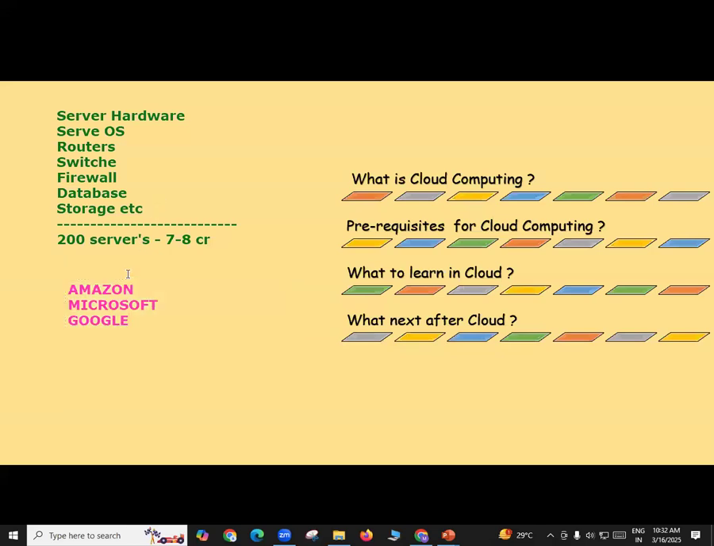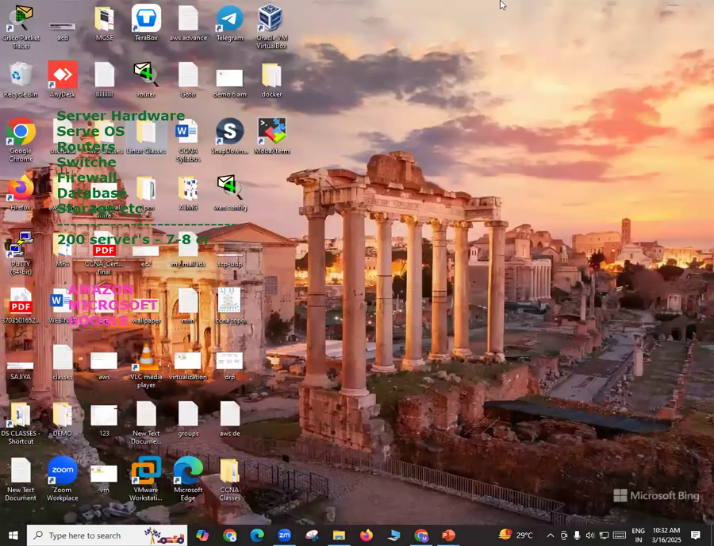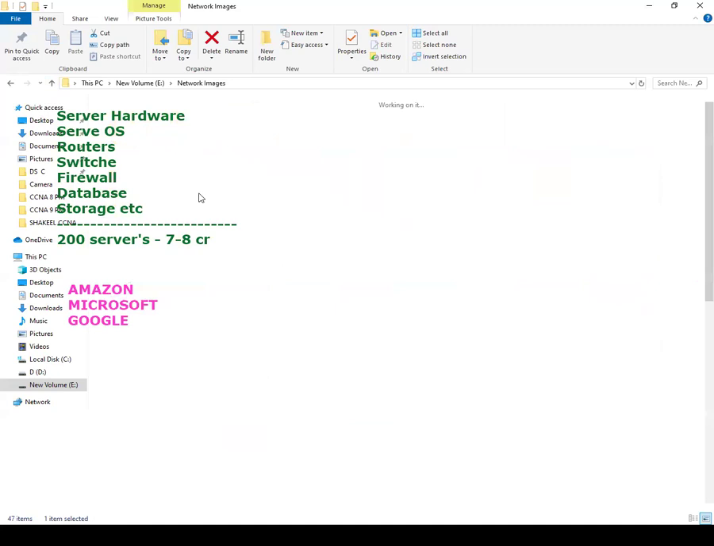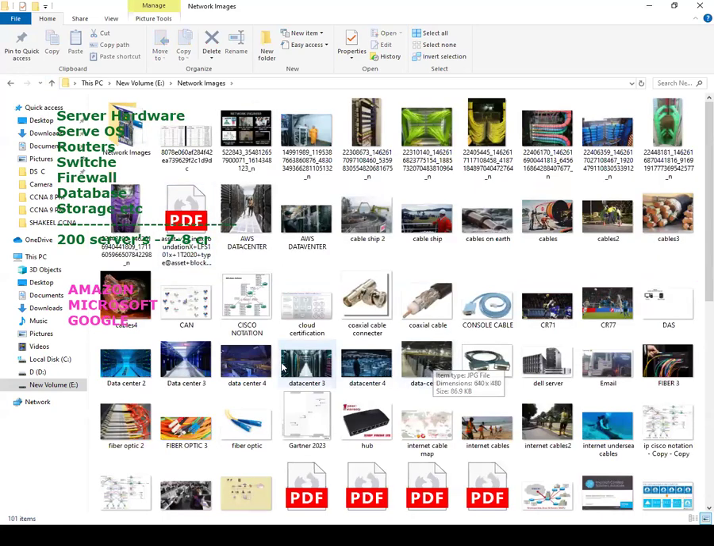Now, when I say Amazon, Microsoft, and Google, they have the data centers. Let me just show you the size of the data centers that they have, how big the data centers will be. See, these companies are too big even to imagine, right? So they have huge infrastructure. If I just go and show you some of the data centers here, friends.